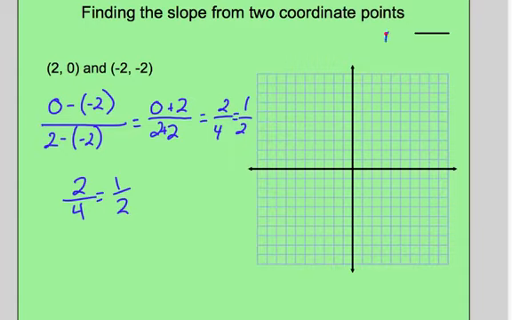Check our work on the graph. And 2, 0, that's right there. And negative 2 is over here. Put in our line. Okay. Draw that and draw that. And we look at our rise and our run. Our rise is 2. And our run is 4. So that's 2 over 4, or 1/2. It's a positive slope because it comes up from left to right. So we did it right.